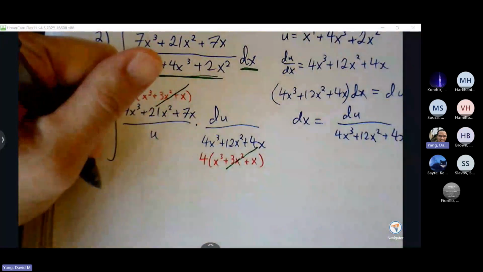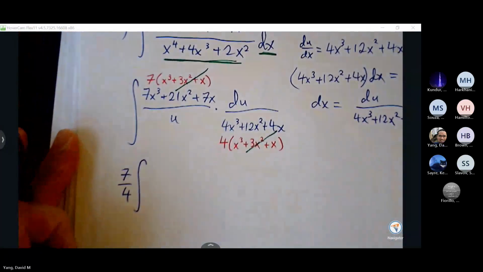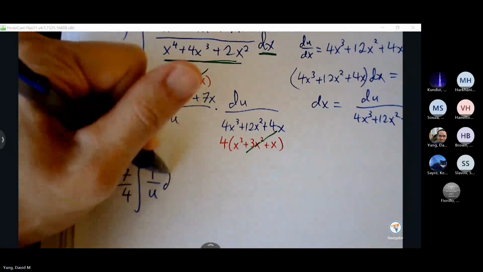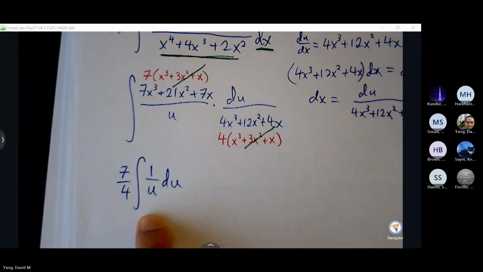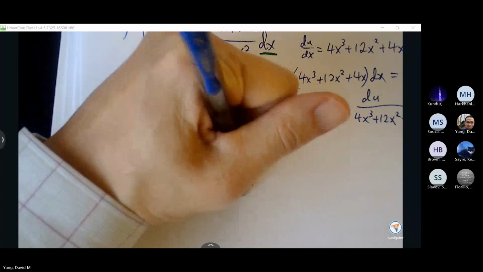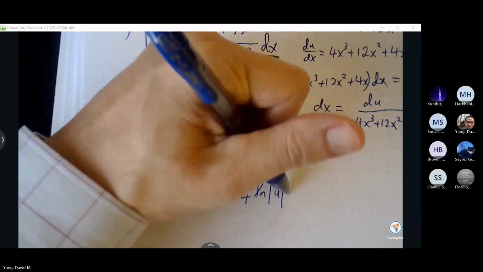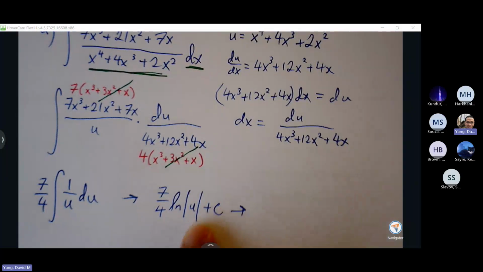And we have a nice clean integral, right? Antiderivative of 1/u du. Okay, we're ready for our calculus step. 1/u becomes natural log. And then bring the x back into our answer.